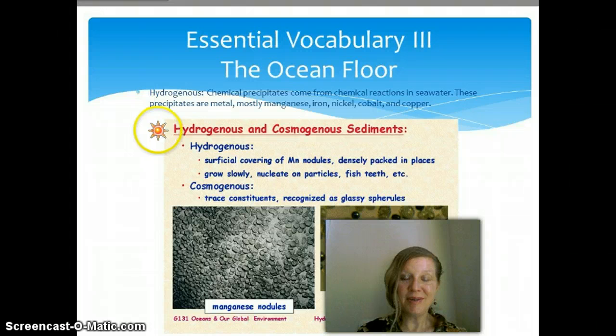The next type of sediment you're going to be studying is the hydrogenous or cosmogenous sediments. The hydrogenous are primarily from a metalloid. Manganese is one of the most common, or cosmogenous.